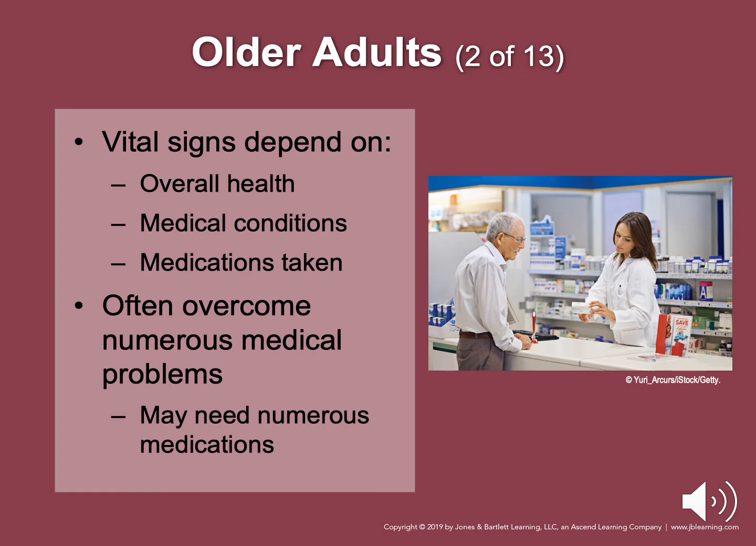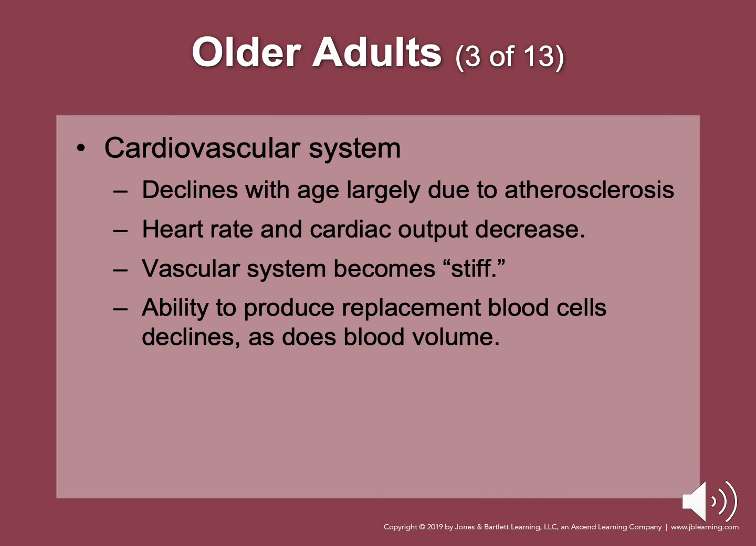The cardiovascular function declines with age, largely due to atherosclerosis. Heart rate and cardiac output decrease. The vascular system becomes stiff, so the diastolic pressure increases with age. The heart must work harder, and blood flow to the organs is reduced. Ability to produce replacement blood cells declines, as does the blood volume. So bone marrow is replaced with fatty tissue, which leads to other problems.